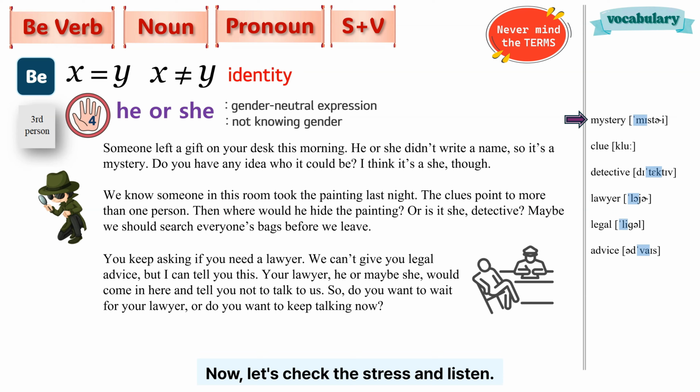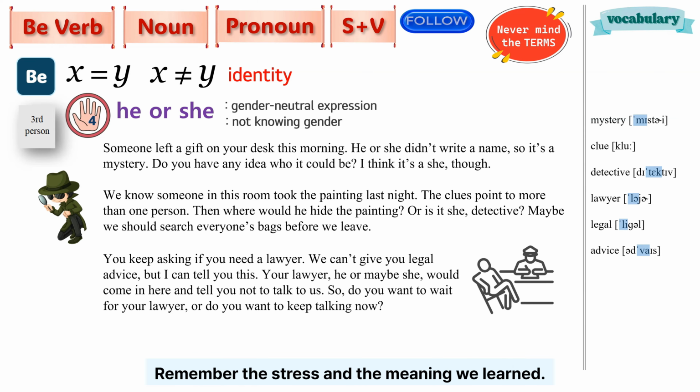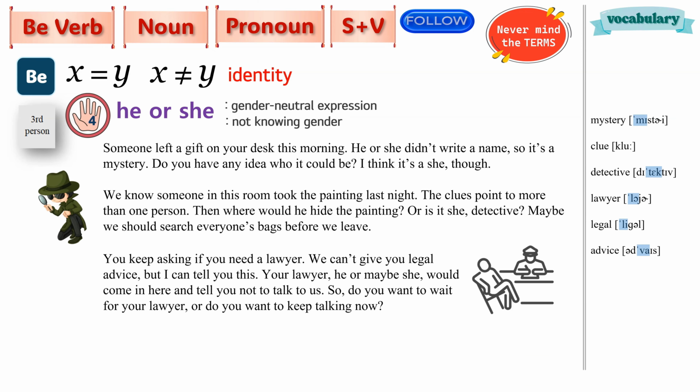Now let's check the stress and listen. Don't be scared by the length. Remember the stress and the meaning we learned. If the speed feels too fast, press pause and repeat. Someone left a gift on your desk this morning. He or she didn't write a name, so it's a mystery. Do you have any idea who it could be? I think it's a she though.